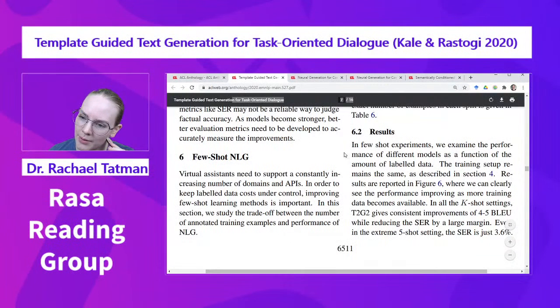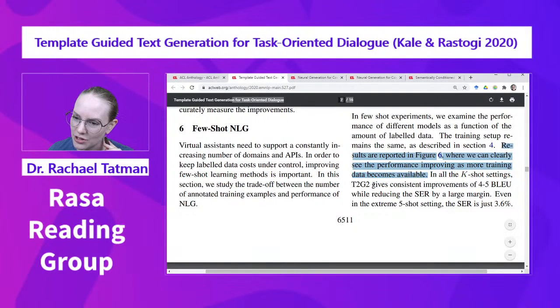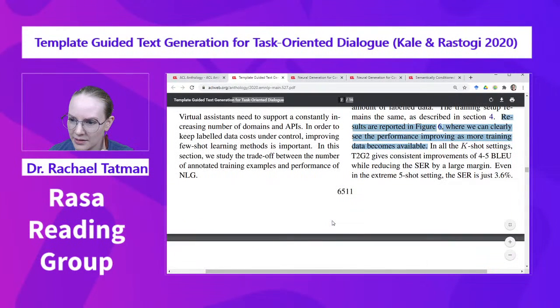6.2 Results. In few-shot experiments, we examine the performance of different models as a function of the amount of labeled data. The training setup remains the same as described in Section 4. Results are reported in Figure 6, where we can clearly see the performance improving as more training data becomes available. Not surprising, usually the case with neural methods. In all the K-shot settings, T2G2 gives consistent improvements of 4 to 5 BLEU while reducing SER by a large margin. Even in the extreme 5-shot setting, the SER is just 3.6%.